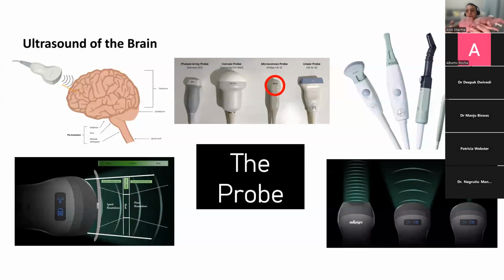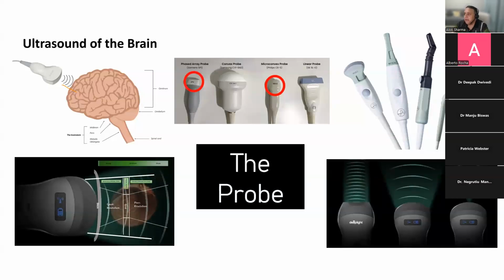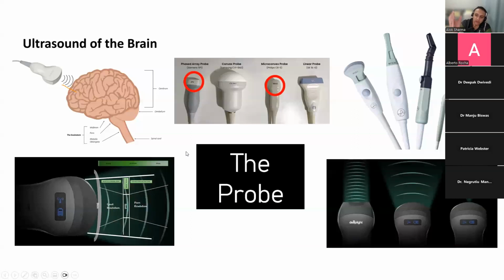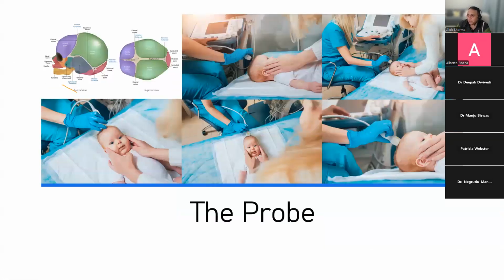But the baby might move. And that is also going to affect the quality of your images. And we'll come to how we can actually improve that. But it's really, really crucial from your perspective that you learn to practice holding the probe and controlling it. It's very, very important for the brain. So how do we do that?